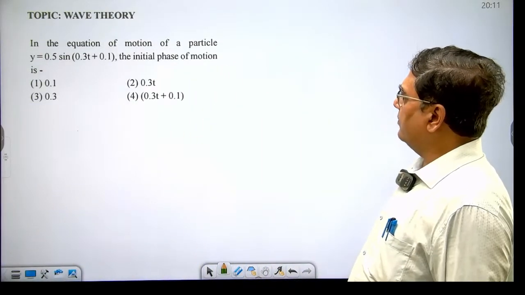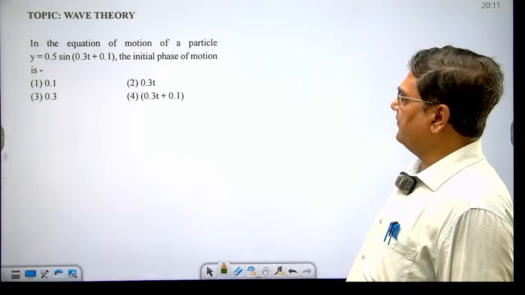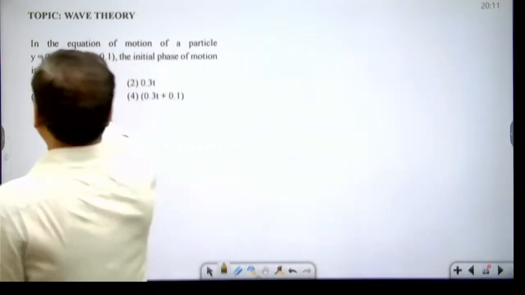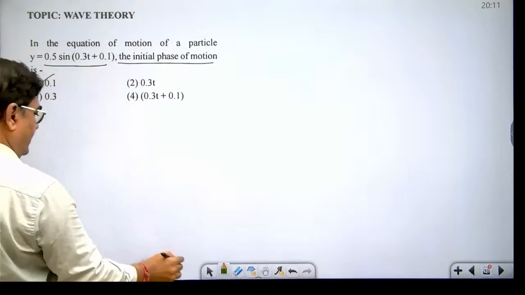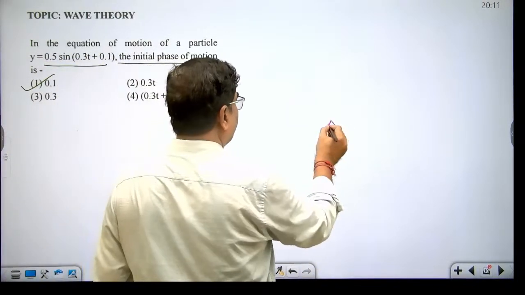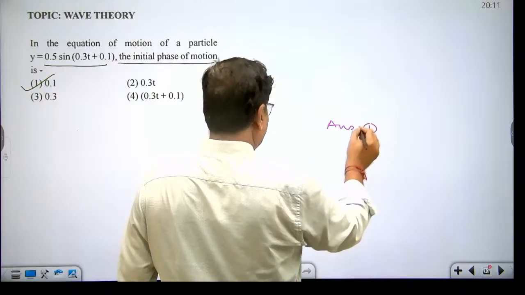In the equation of motion of a particle, y equal to 0.5 sin (0.3 t plus 0.1) a sin (omega t plus 5), the initial phase of motion is 0.1. So out of 4 choice, the correct choice is option 1.